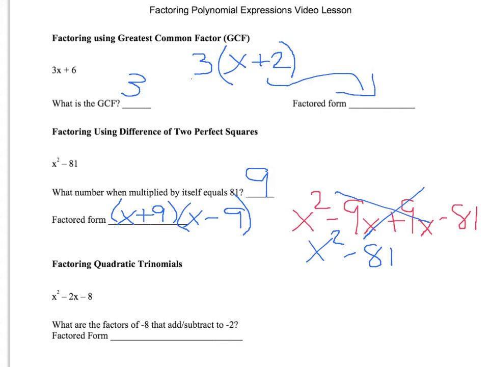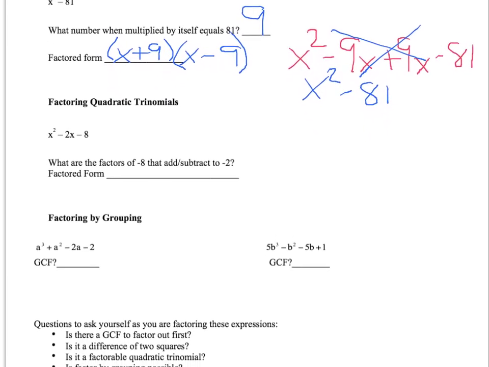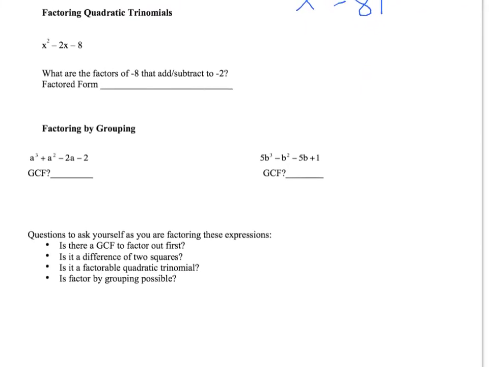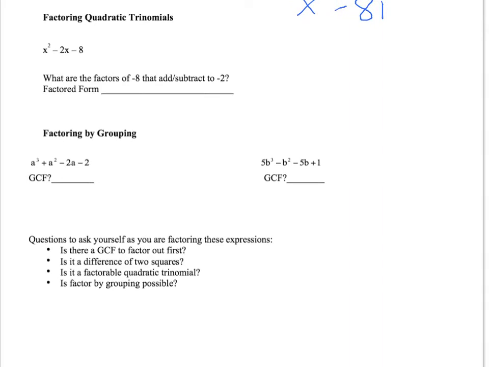So when I have a difference of two perfect squares, I will factor to an x plus something times x minus something. For factoring quadratic trinomials, you have done a few of these before. We will get to more complicated ones in the near future. We have x squared minus 2x minus 8. What we are looking for are factors of negative 8, two numbers that multiply to negative 8 that will also add or subtract to a negative 2.